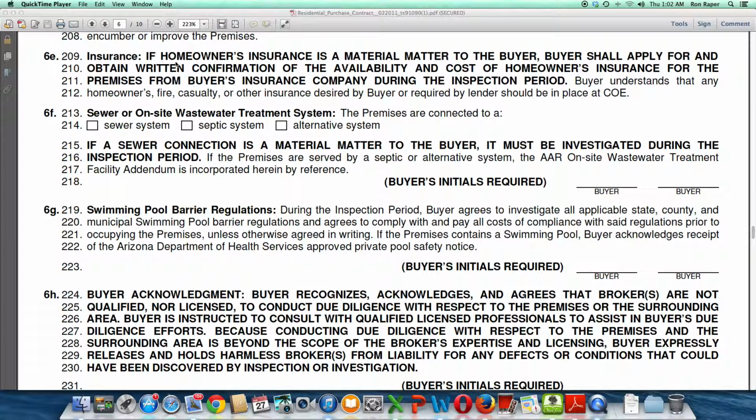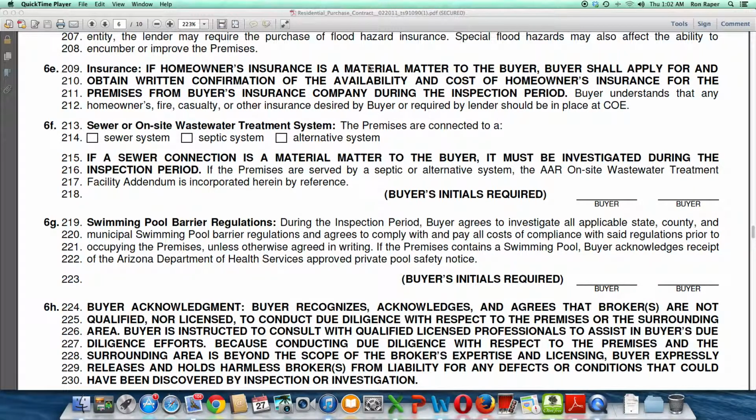Insurance. If homeowner's insurance is a material matter to the buyer, buyer shall apply for and obtain written confirmation of the availability and cost of homeowner's insurance for the premises from buyer's insurance company during the inspection period. Buyer understands that any homeowner's fire casualty or other insurance desired by buyer or required by lender should be in place at close of escrow.